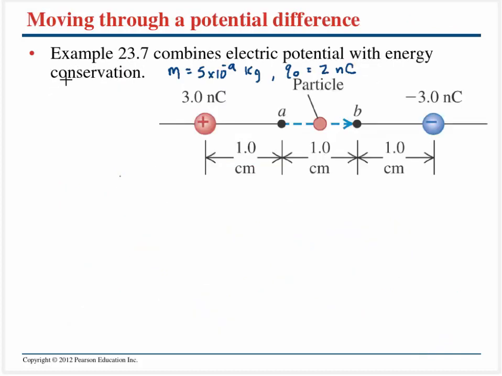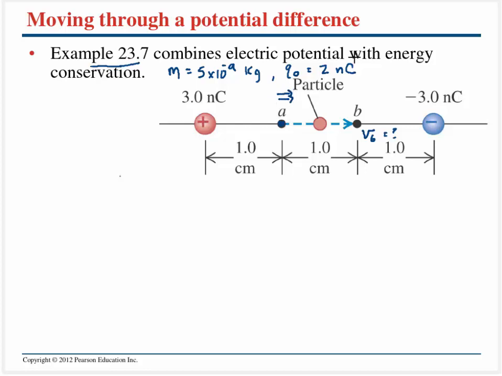We can, of course, start combining some of this electric potential energy with some of our knowledge from Physics 241, which I'm sure you remember perfectly. Example 23.7 does this, where we have a dust particle that is released from rest at point A, and we're asked to figure out what the velocity is at point B right here. It's sitting between two charges. We know that it has some mass and some positive charge, so it's going to feel a repulsive force away from the positive charge, and an attractive force towards the negative.